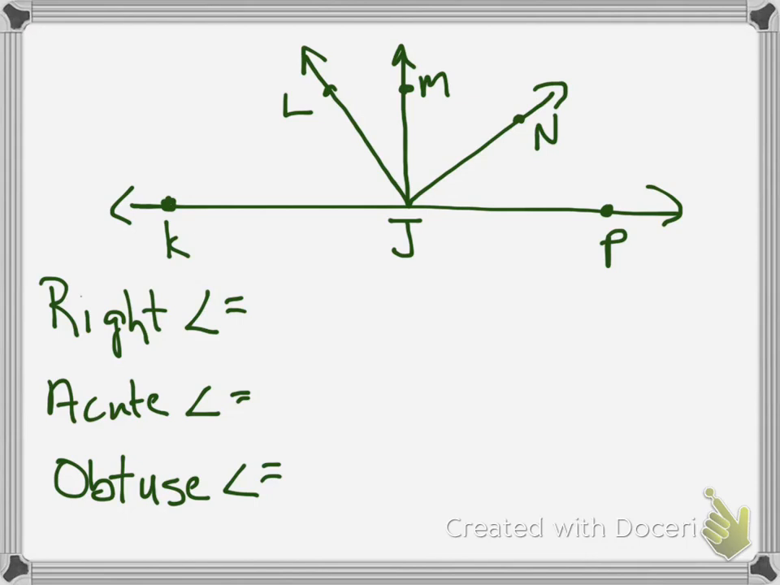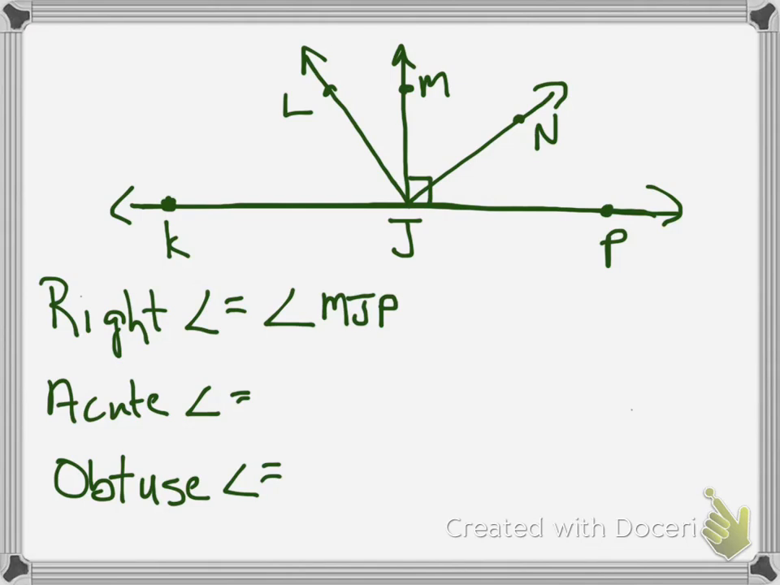Well, to be honest, you cannot tell me any of them are right until you see something like this symbol. When I have a little box like that, or if I were to put 90 degrees, then that would indicate that that angle, in this case MJP, is a right angle. Okay.